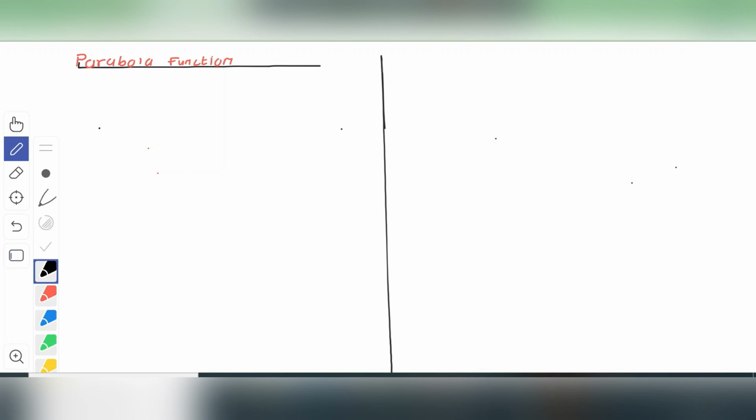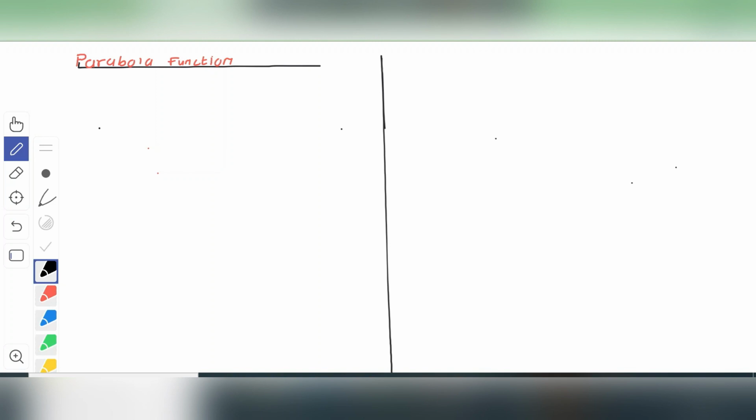So today's lesson will be doing parabola functions, which is for grade 11. The things we are going to focus on for the parabola functions, for this first video, are the turning points, the axis of symmetry, the x-intercept and the y-intercept, and lastly we are going to do the domain and range.